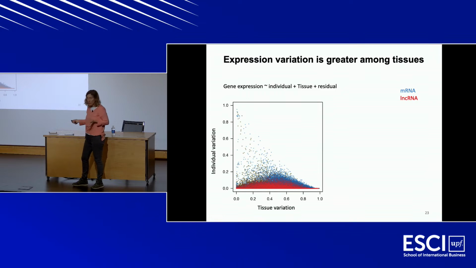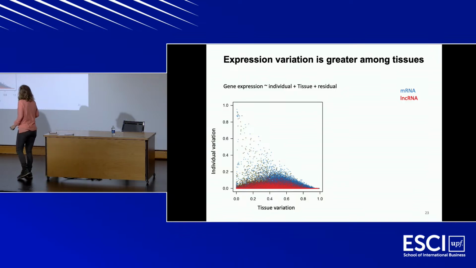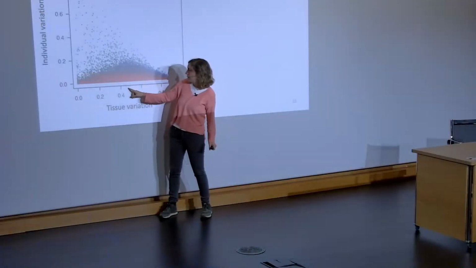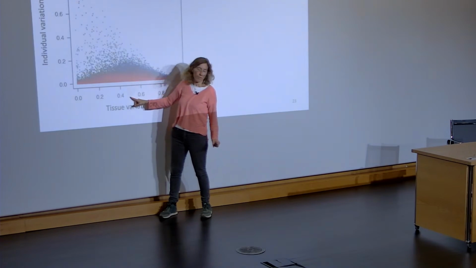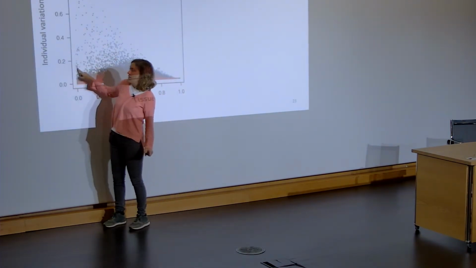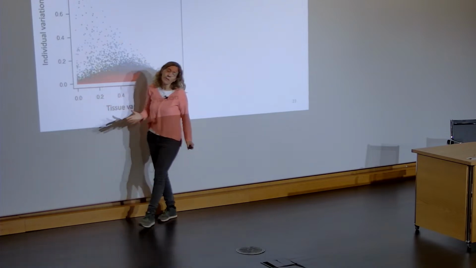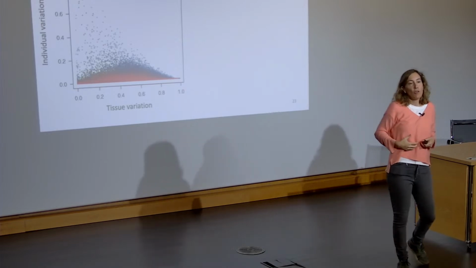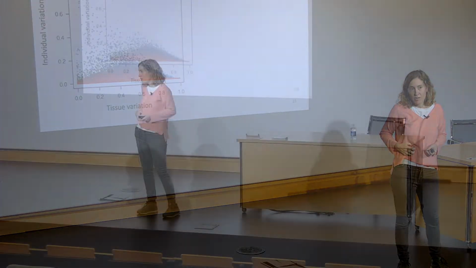So here comes the answer. Every dot is a gene. What we can see is that the proportion of the variation that is explained by tissue is much larger than for individual. If we take the mean of all these points, it falls right here, 0.5. For individual, it's very low. If you think about it, I can take a heart of one person and put it in another person, but I cannot take my own heart and put it in my liver. So this was obvious. We expected something like this.